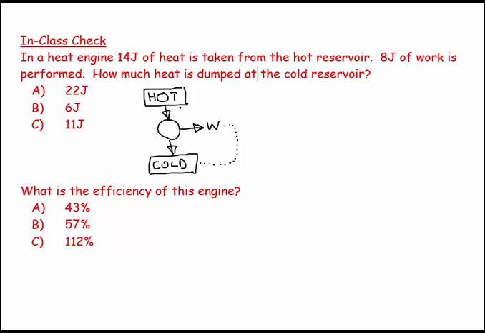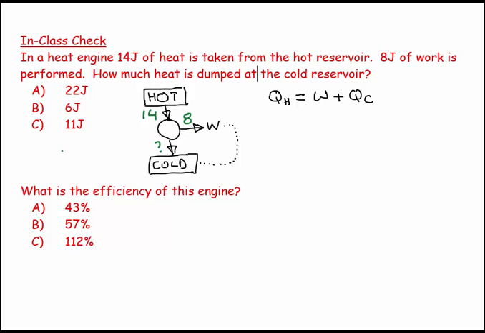I suppose I can also think of it as Q hot, which is the heat coming out of the hot reservoir, is equal to work plus Q cold. Two ways of looking at the same thing. In this case, I have some numbers to play with. So what this says is 14 joules of heat is taken out of the hot reservoir, and 8 joules of work is done. So what is this?